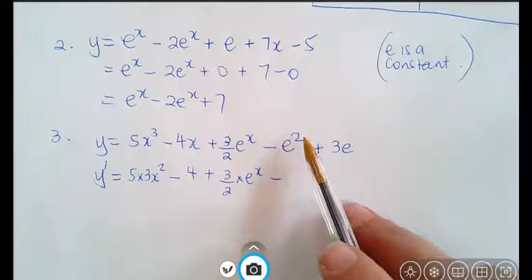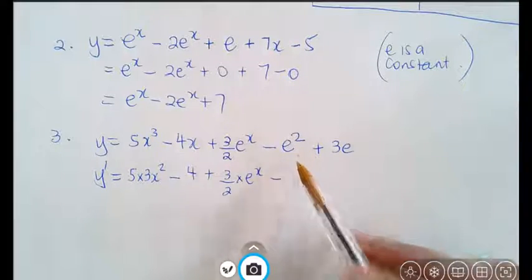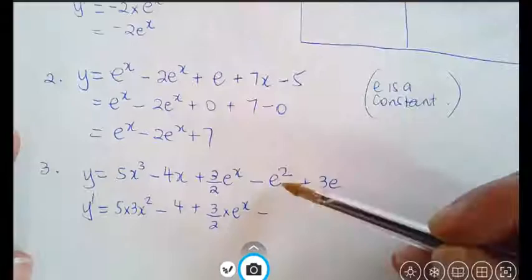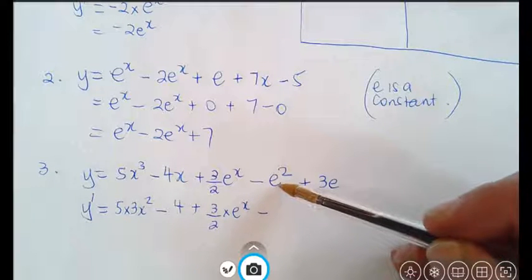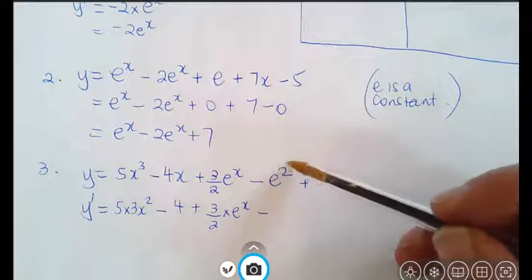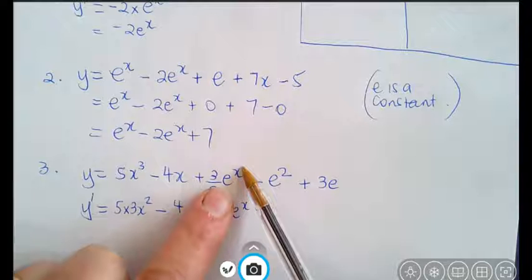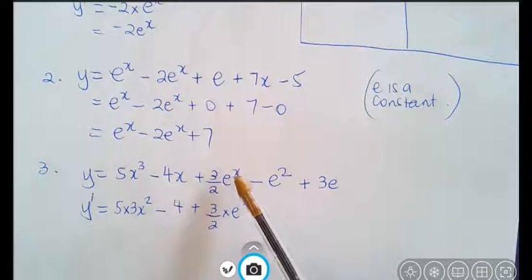E squared is, on your calculator, there's no x in it. E squared is a constant. Look, it's a number. It's 2.718, whatever it is, squared, which is approximately 7.8. So that's just minus a constant. That is a number. See, e to the power of x is not a constant. It's got a function of x in it.